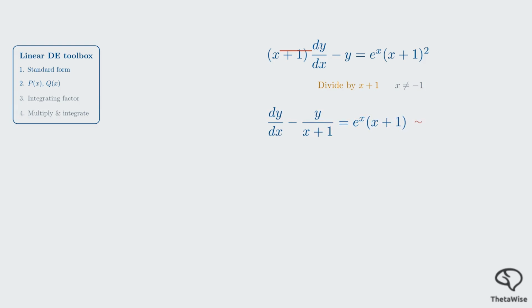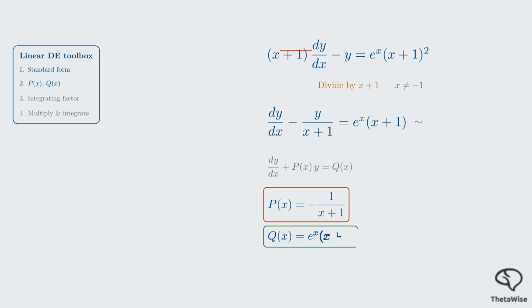Now, compare term by term with dy by dx plus p of x times y equals q of x. The coefficient of y is -1 divided by x plus 1, so p of x equals -1 divided by x plus 1. The right-hand side is q of x equals e to the x times x plus 1. This comparison is the most important organizational step.